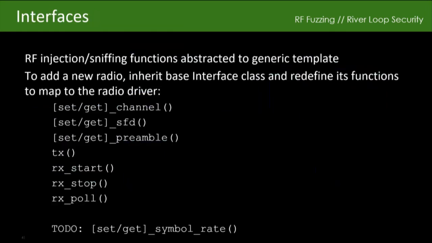So I'm going to step through each of the interfaces. The reason I'm going into more depth than we may typically do is because we want you to understand that this is a simple, we hope, easy, we hope, usable, we hope, interface that you can take, modify, and extend. If you want to add a new radio, what you need to do is implement the interface. To do this, you inherit this class, it's Python, and implement a few functions: transmit, start receiving, stop receiving, get radio frames. And then we have a few setters and getters. This is to change the channel, but also, if you have the ability on the interface you're working with, to set the SFD or the preamble, and that gets into some of the PHY-layer fuzzing that we'll be doing today.